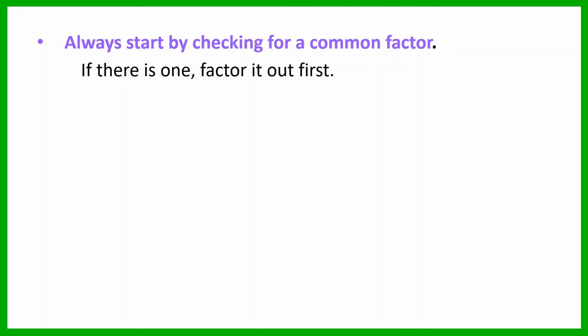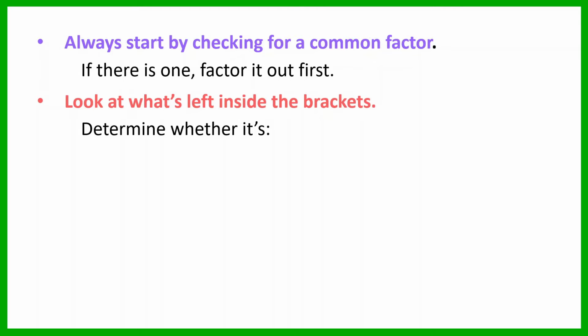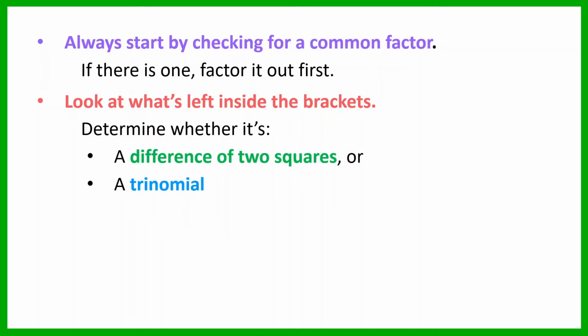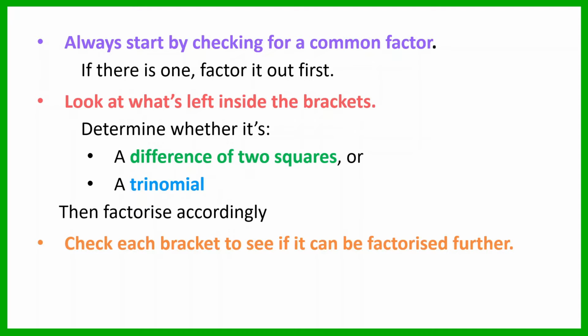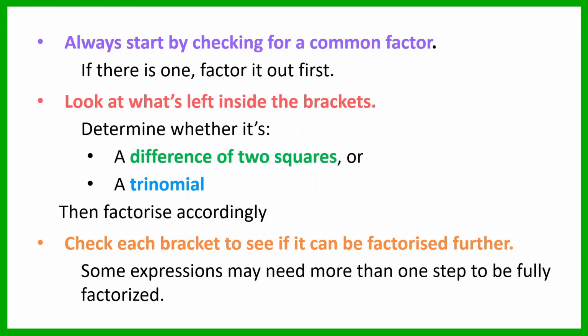Okay, then once you have taken out your common factor, if there was one, you look to see what's left inside the brackets. You see if it is difference of two squares or if it is a trinomial, and you factorize it accordingly. Once you have done that, you then check each bracket again to see if it can be factorized further. You simplify inside the bracket if you need to, and you factorize further if you need to as well. Okay, let's go and have a look at our first example for today.